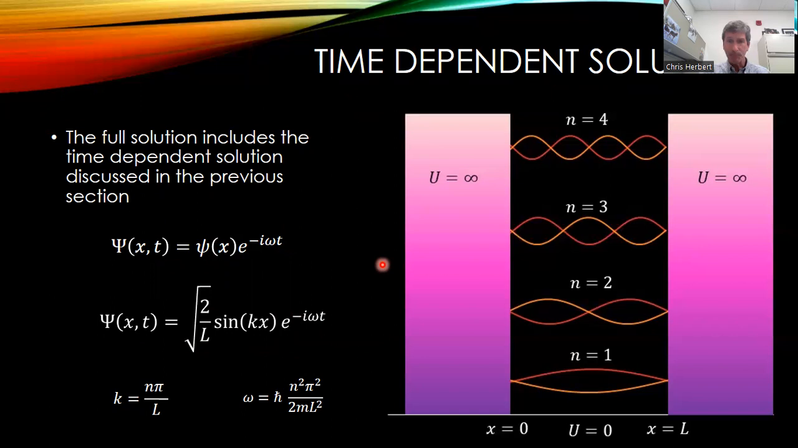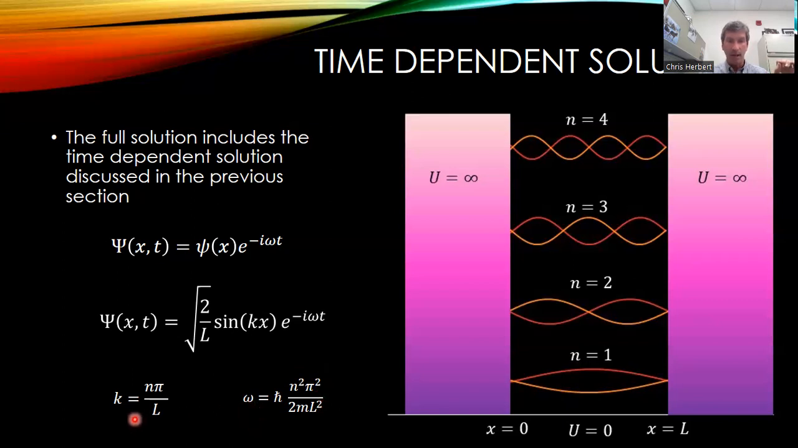And again, if I were to set this in motion, I wasn't able to animate this, okay? But if I were to set this in motion, you would see, just like you see with standing waves, this oscillating up and down. One antinode would be going up and one antinode would be going down. But here's the important thing that we see here.